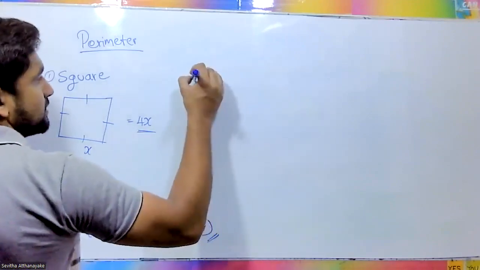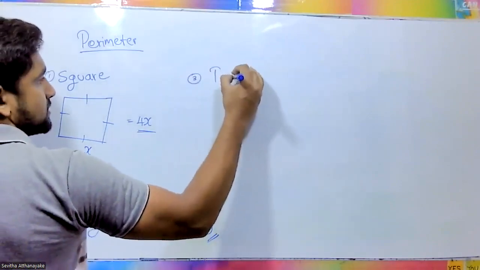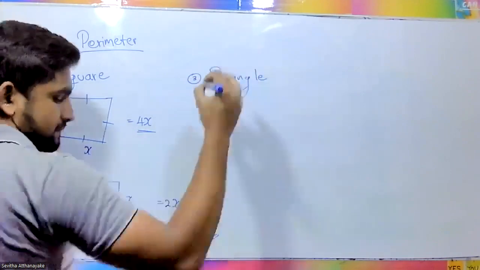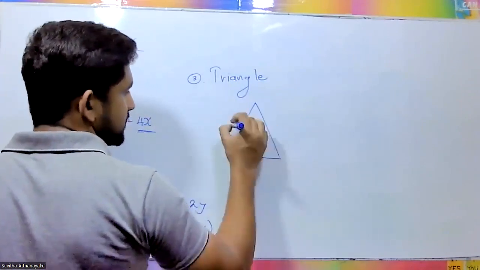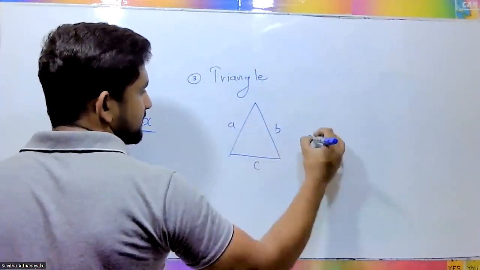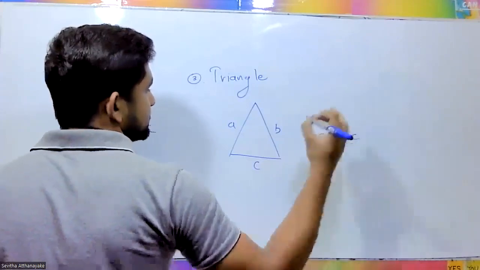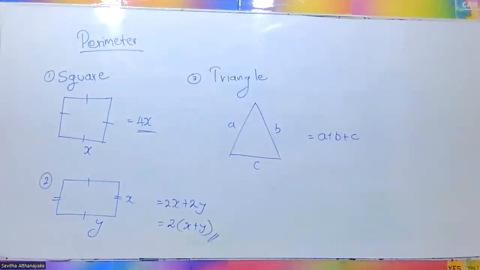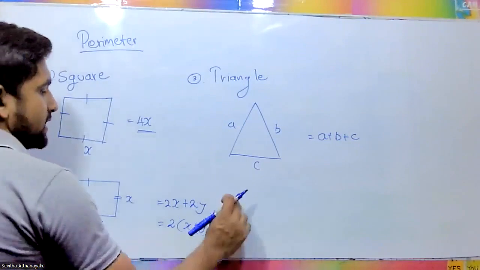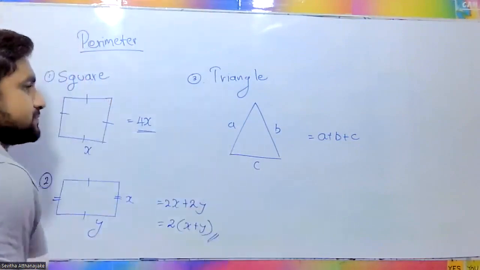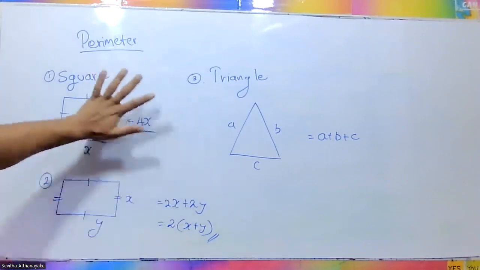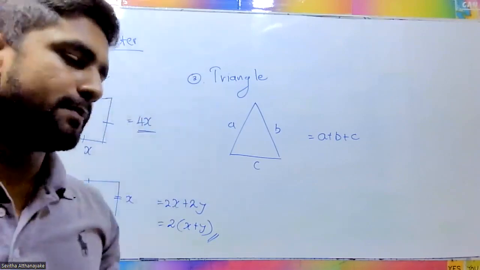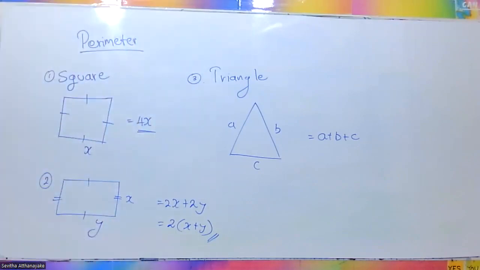Next one, we have a triangle. So A, B, C, perimeter will be A plus B plus C. If it is an equilateral triangle, you can multiply a side by 3. So you get the perimeter. Okay, so these are basic shapes. Next, we'll move on to perimeter of circles and sectors. Let's write down this.